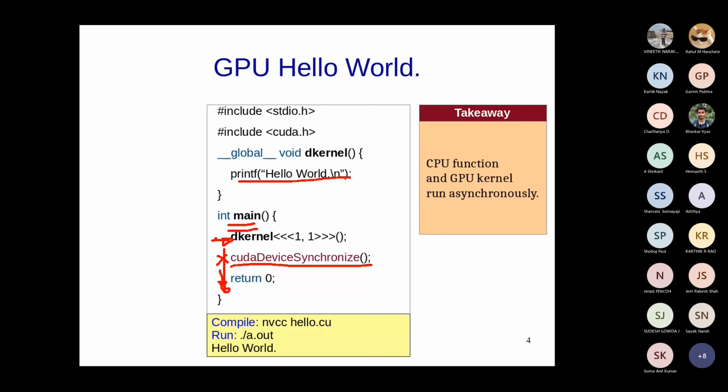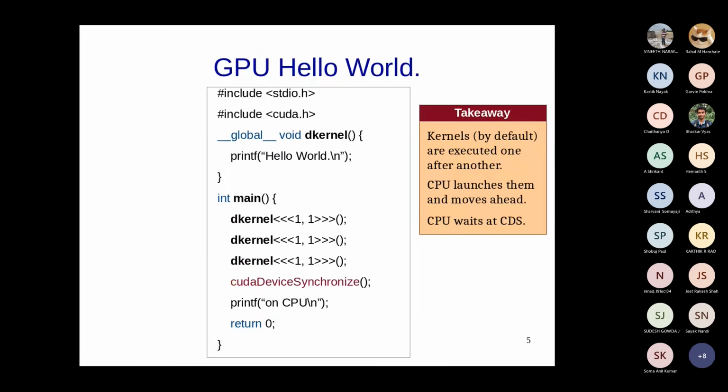So it is both the kernel and the CPU main, or whatever function is executing, those are going to run in parallel, and therefore we have to be a little careful at times, especially in the initial days when you are not comfortable with using CDS. All right, so let's do that for another example.